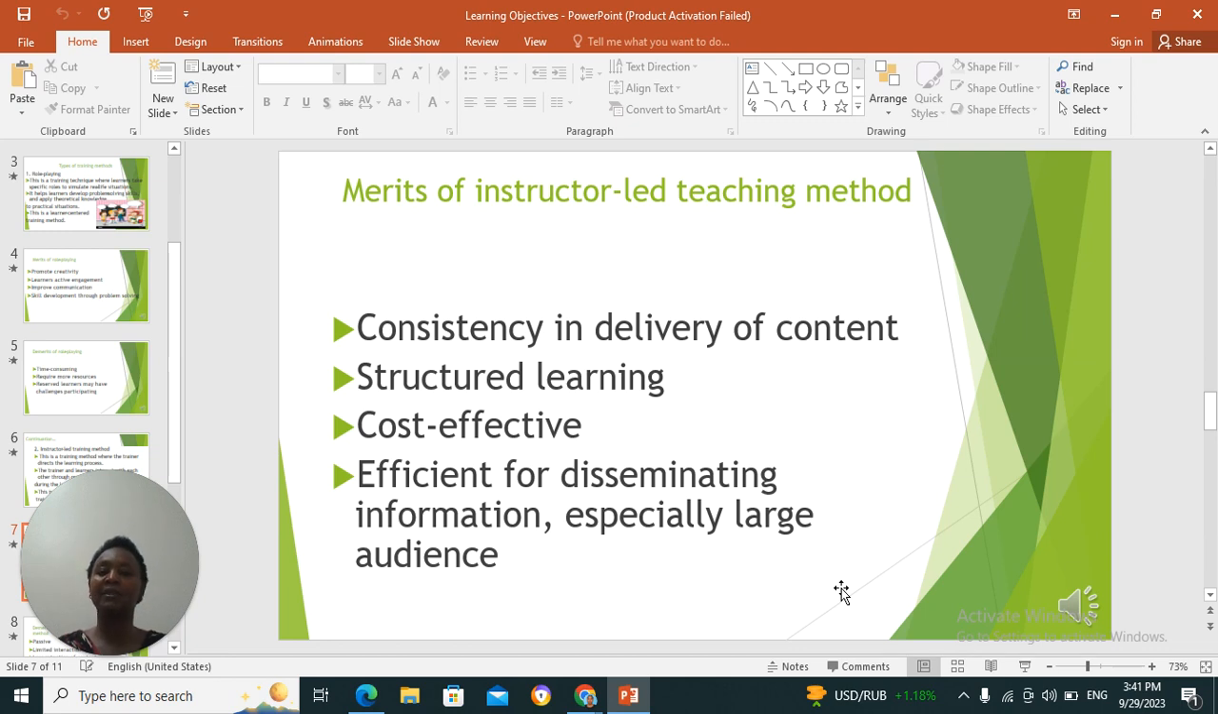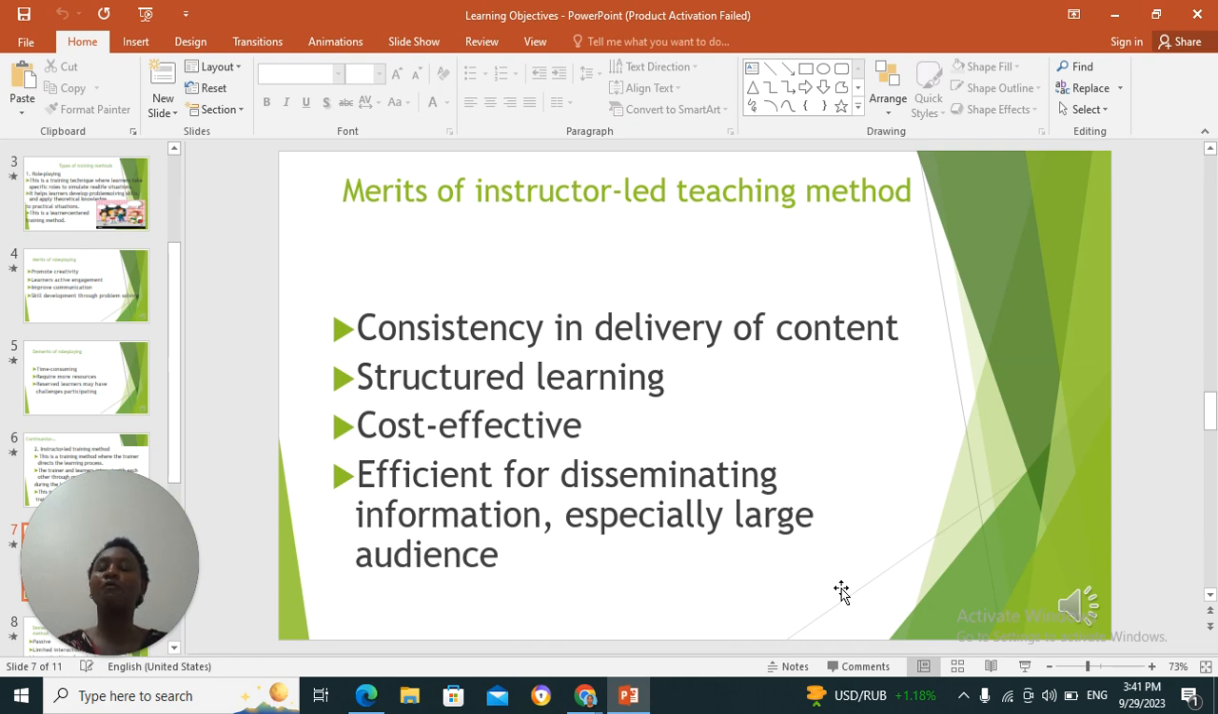So we can also say that it is also cost effective because the only thing that the lecturer has to do is to prepare the learning resources, and then he or she comes to class and teaches the learners. And then we can also say another advantage is that it is efficient for disseminating information, especially for large audience.